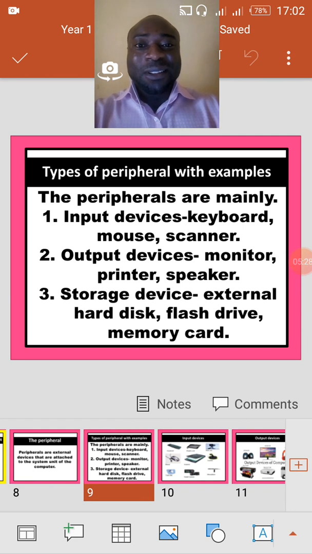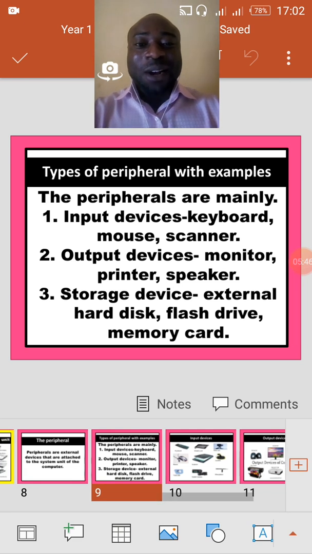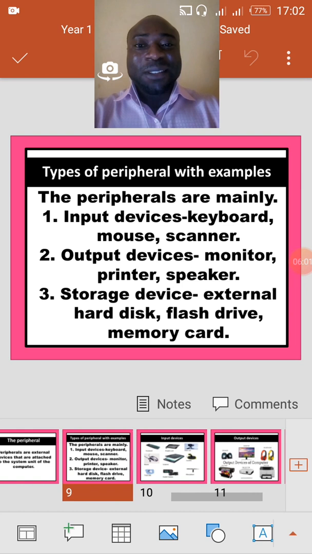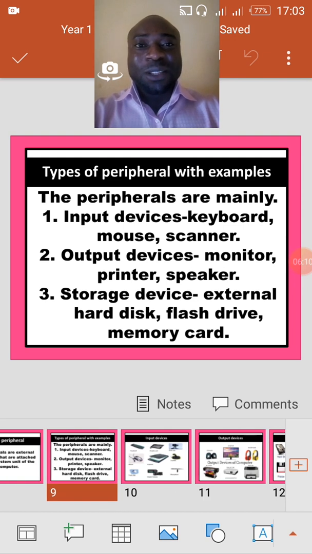And the second one is output devices. And under the output devices, we have some examples. Output devices are devices that show our work, that display our work. Like for example, when we use our input device like keyboard or mouse to type or draw, we are seeing what we are doing on the screen through an output device called monitor. So let's look at the examples of output devices. We have 1 monitor, we have 2 printer, and we have 3 speaker.